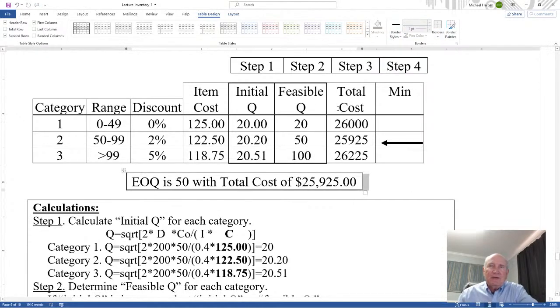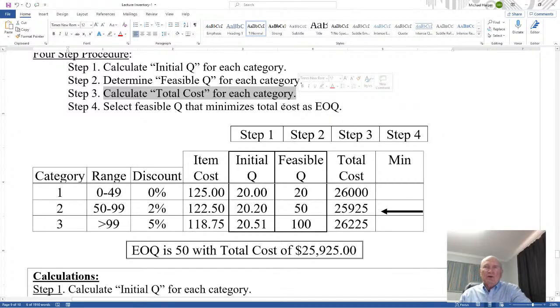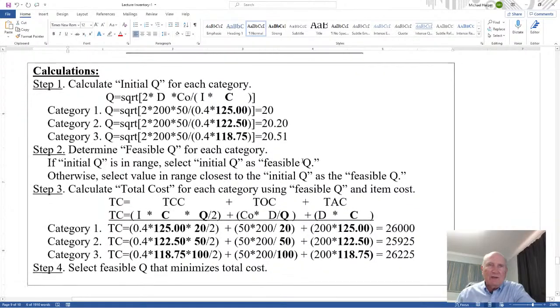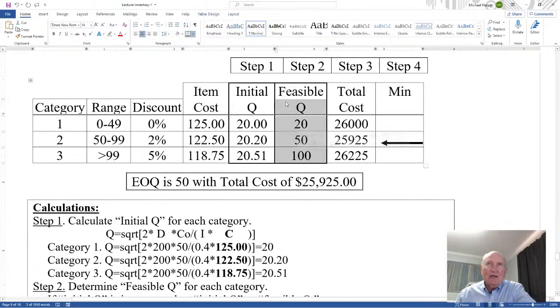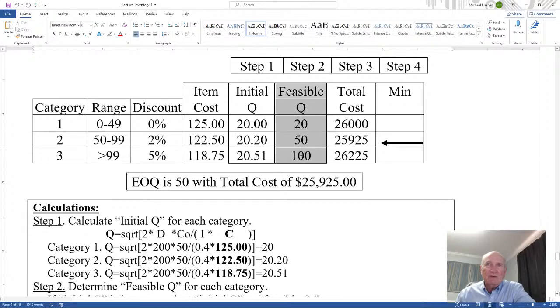Now step 3 simply says calculate the total cost for each category. Step 3 down here, notice I'm going to have my carrying cost, my ordering cost, my acquisition cost. The I is going to be the same for every category. The ordering cost is the same and the demand is the same for every category. But notice my C and my Q: the C is going to be the discounted cost. The Q is going to be my feasible Q on each one of these. So let's come back up here and take my feasible Q and shade it, because now these become the Qs I'm going to be using. Let's shade all of it.